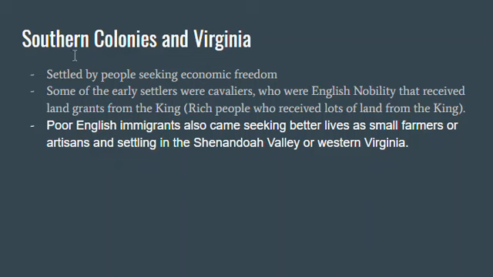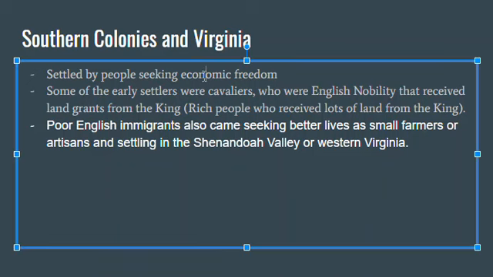Virginia belonged to the southern colonies, and it was settled by people seeking economic freedom. So these people weren't really seeking religious freedom, but they wanted to make money. They wanted economic freedom. And some of the early settlers were Cavaliers, and these were English nobility that received land grants from the king. So essentially, they were rich people who received lots of land from the king. So people in Virginia, in the southern colonies, didn't get small farms. They had giant, huge farms, and that's what the Cavaliers had. There were also a lot of poor English immigrants who came seeking better lives as small farmers or artisans, settling in the Shenandoah Valley or Western Virginia.